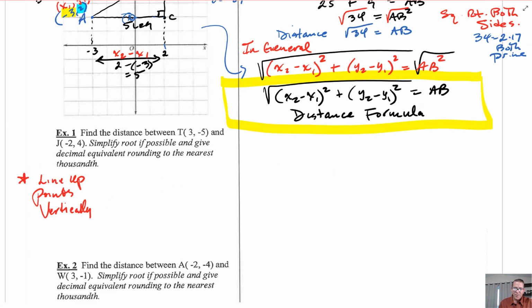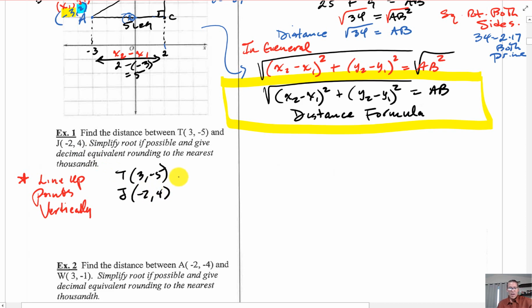your ordered pairs. So T is 3 comma negative 5, and then J is negative 2 comma 4, and we want to find the distance between T and J. We want to take the second x coordinate minus the first x coordinate. You have to understand that every ordered pair is in the form x comma y. So 3 is your first x coordinate, and negative 2 is your second x coordinate. So let's subtract up.